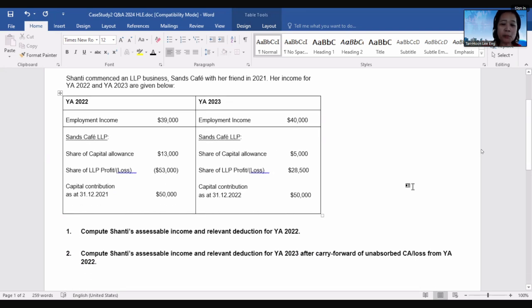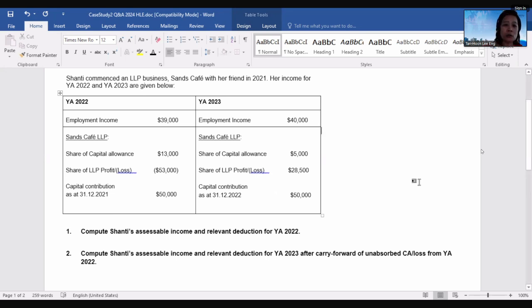Now we work on the 2 questions. First question, compute Shanti's assessable income and relevant deduction for YA 2022. Next question, compute Shanti's assessable income and relevant deduction for YA 2023 after carried forward of the unabsorbed CA and loss. So earlier question, carry back. Second question, carry forward. So we cover everything.